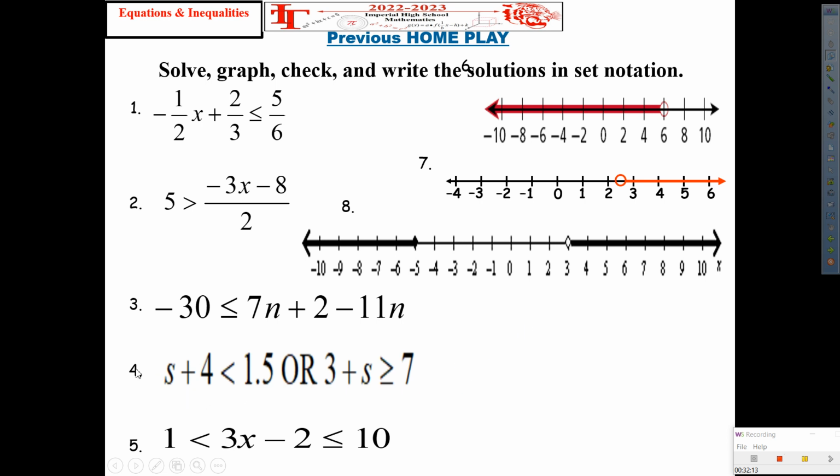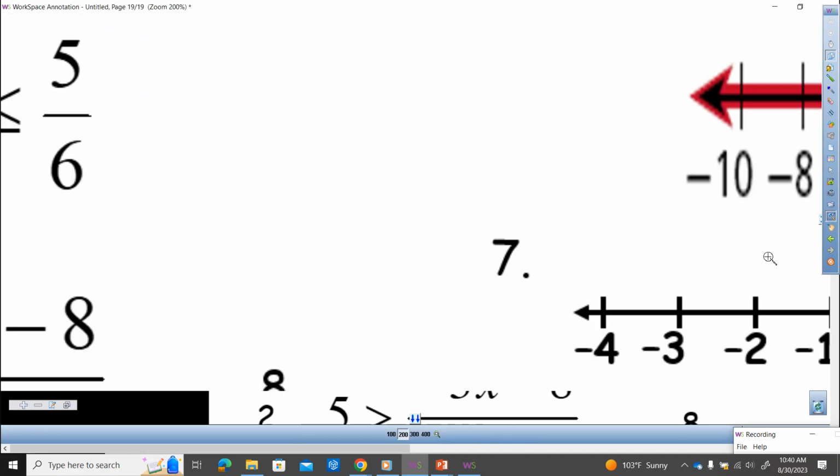So, by now, numbers 4 and 5, we know how to do, right? This is an or, this is an and. Let's focus on the graphs first. So, let me zoom into number 8.